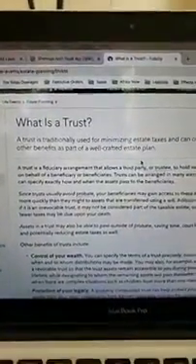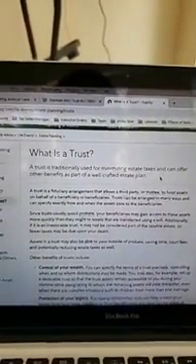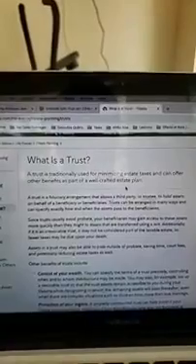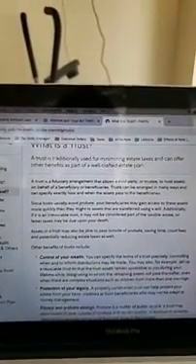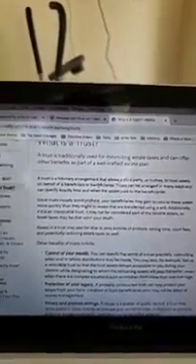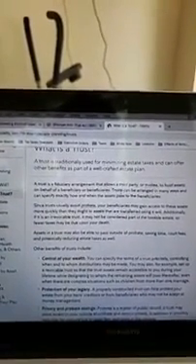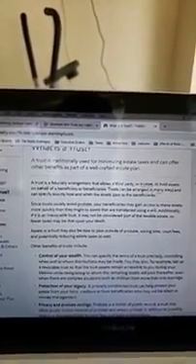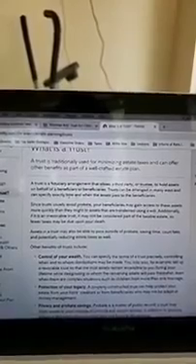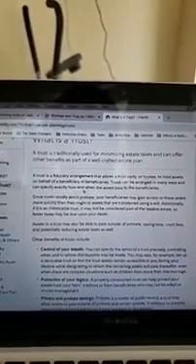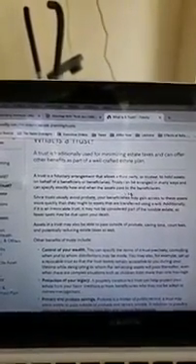It says here, a trust is traditionally used for minimizing estate taxes and can offer other benefits as part of a well-crafted estate plan. A trust is a fiduciary arrangement, meaning dealing with monies, or properties or assets, that allows a third party or trustee to hold assets on behalf of a beneficiary or beneficiaries. Trusts can be arranged in many ways and can specify exactly how and when the assets pass to the beneficiary.